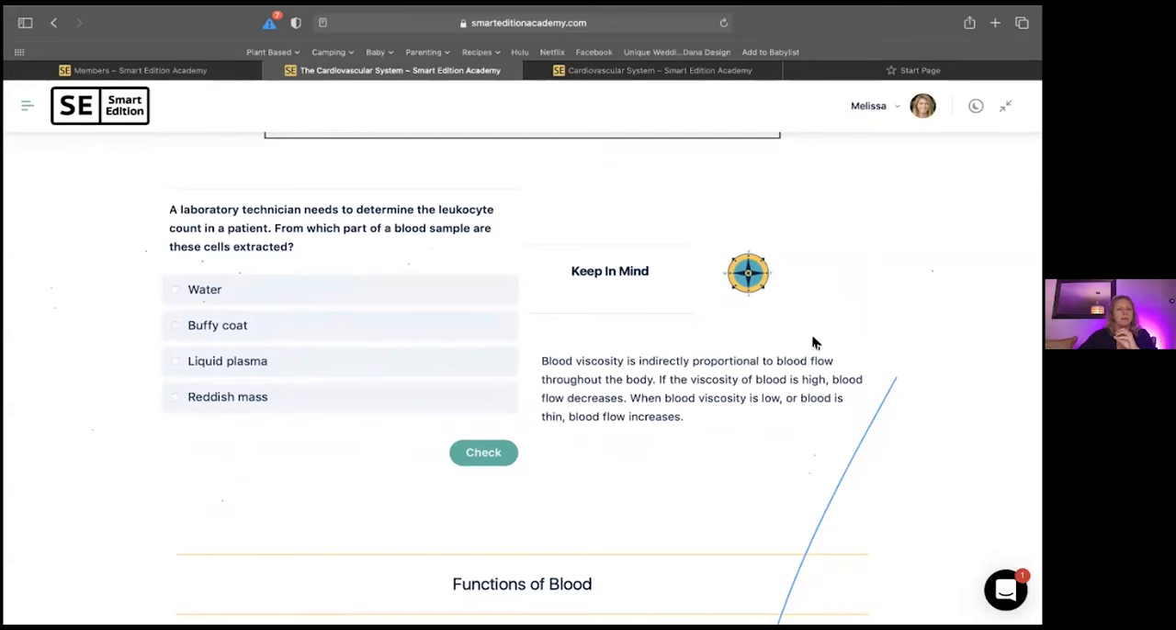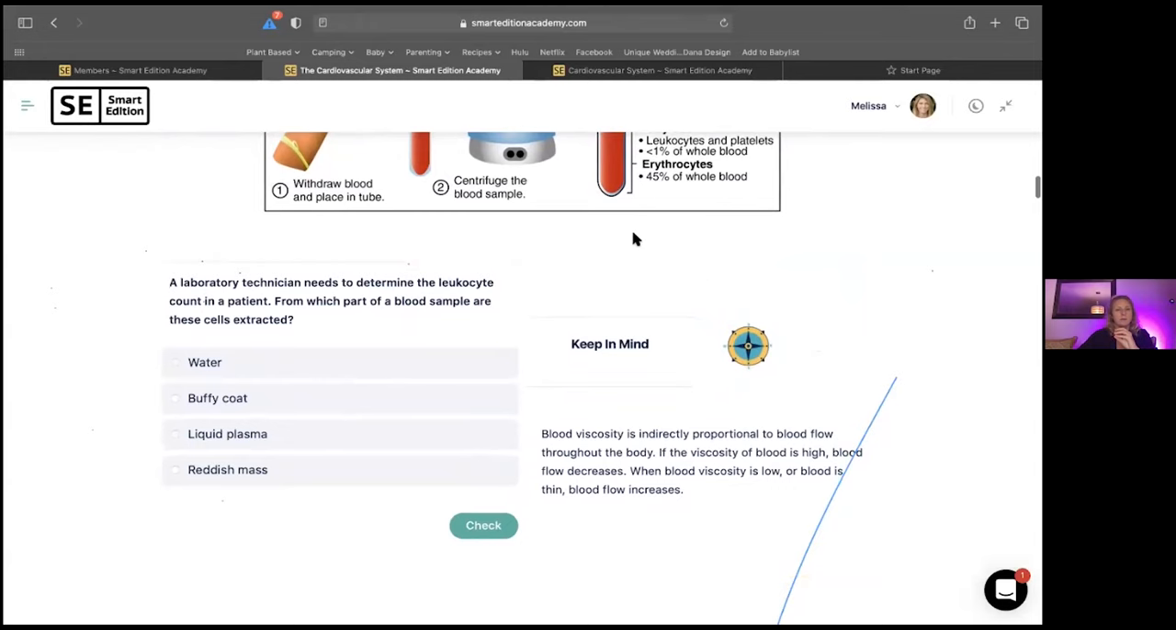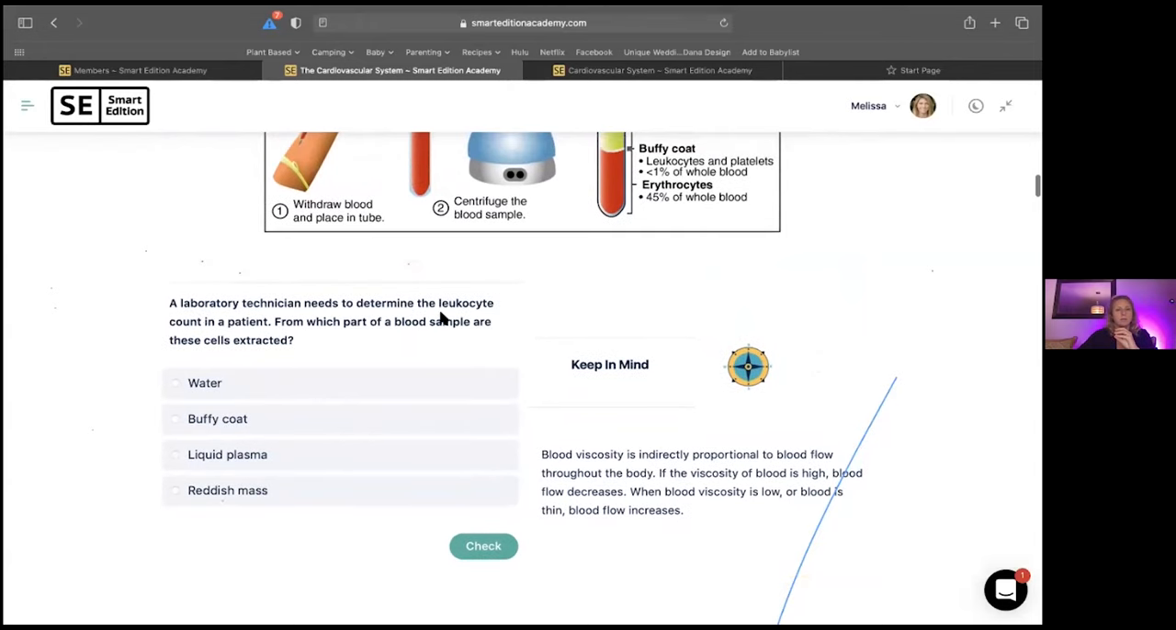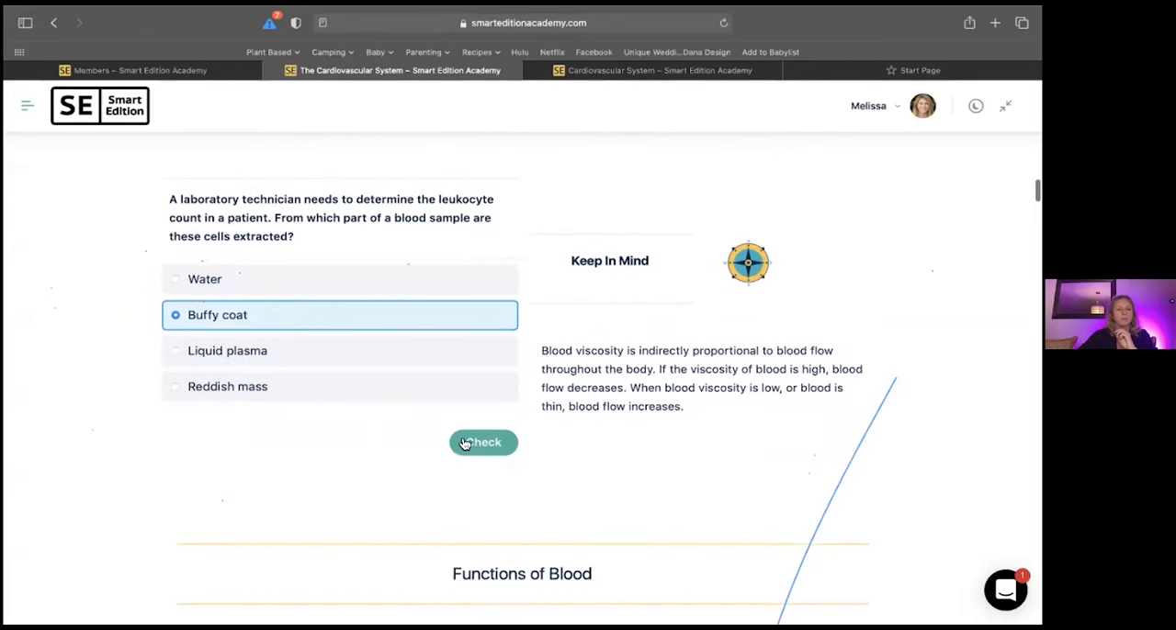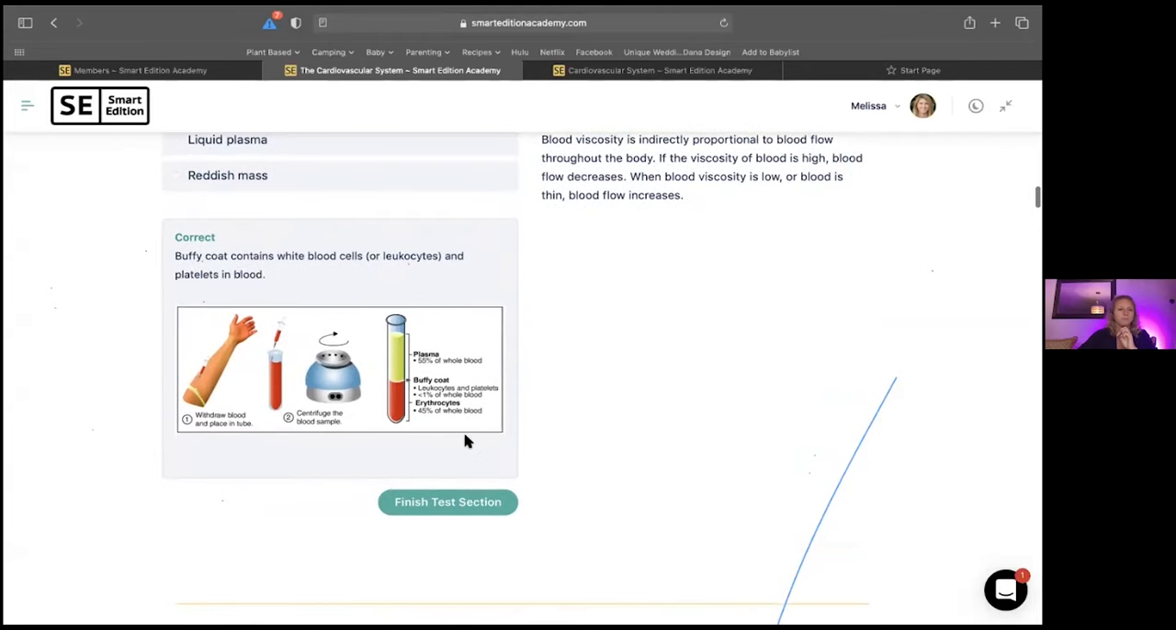Looks like buffy coat is the most popular choice among our chat. So let's give it another second. We're determining the leukocyte count, so we're going to look at leukocytes. Okay, so leukocytes are in the buffy coat. I'm going to go with buffy coat. What is it? Lay it on me. Buffy coat. Oh, it's buffy coat. All right.